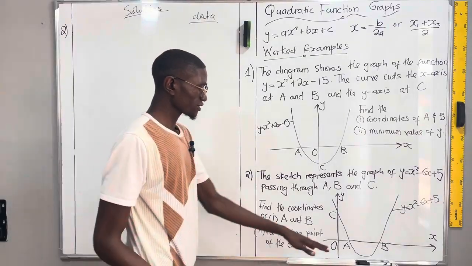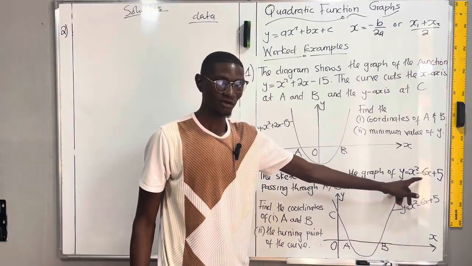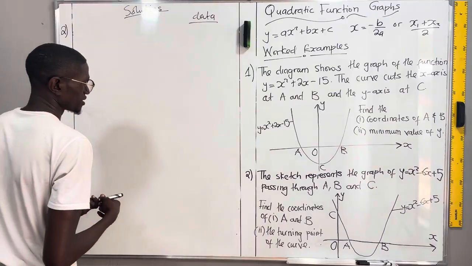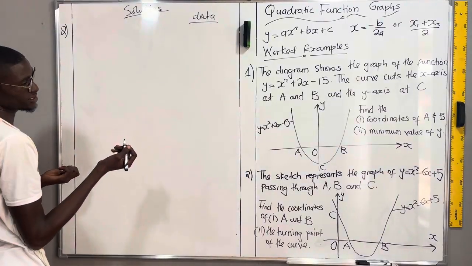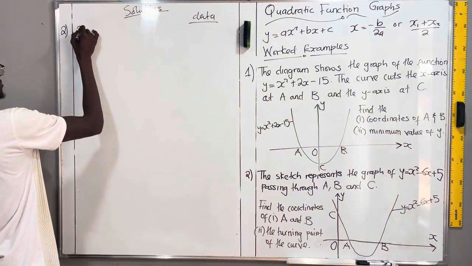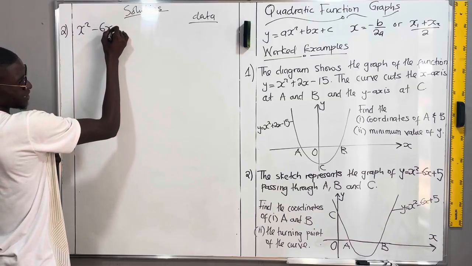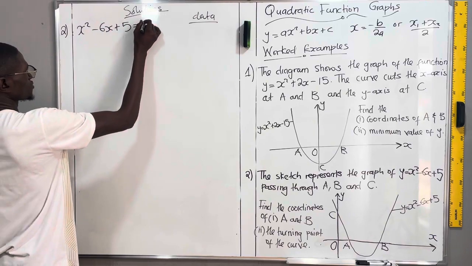Remember we said to find the coordinates of any points lying on the x-axis, we need to use the equation they are giving us. We simply solve it as a quadratic equation, and then we'll be able to find the x coordinates, since we already know their y coordinates are zeros. So I'm going to say x squared minus 6x plus 5 is equal to 0.